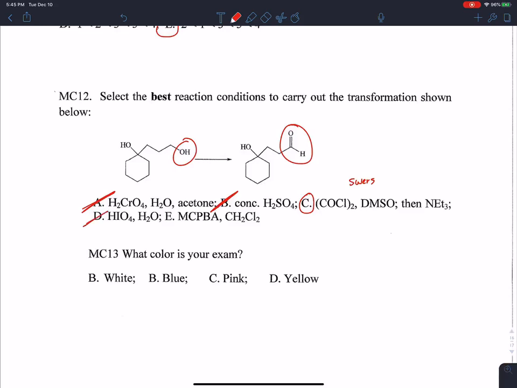HIO4 only works on diols that are 1 and 2 to each other. And mCPBA, CH2Cl2 is a double bond reaction. So the answer is C.